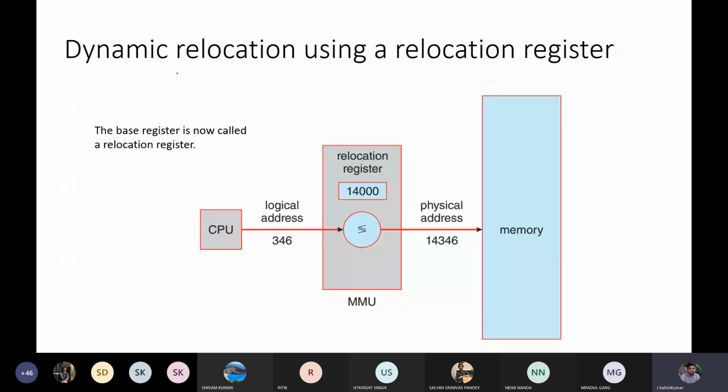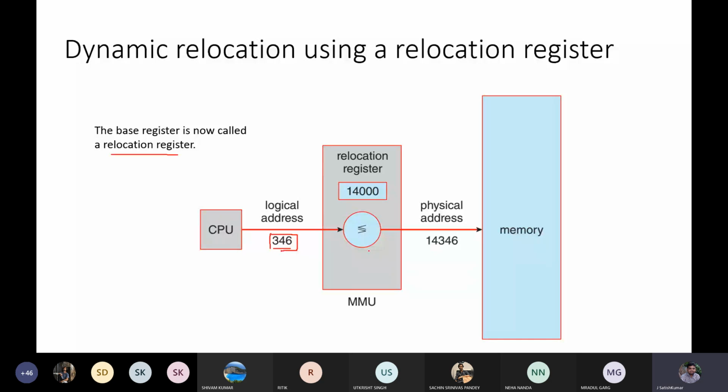Dynamic relocation using a relocation register. Suppose the CPU generates the logical address 346. The base register, which we call the relocation register, is used because once you execute code, that execution by the processor generates the logical address. Say the relocation register holds 14,000, the newly available space, and the logical address is 346.